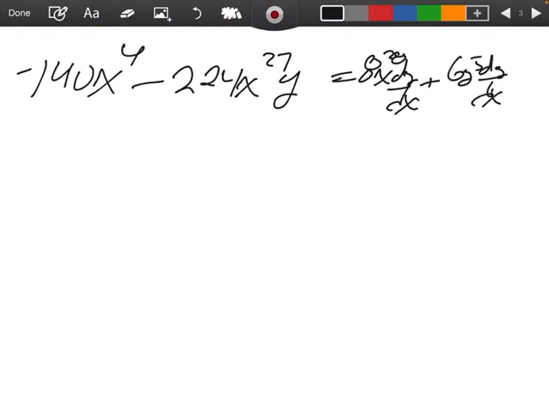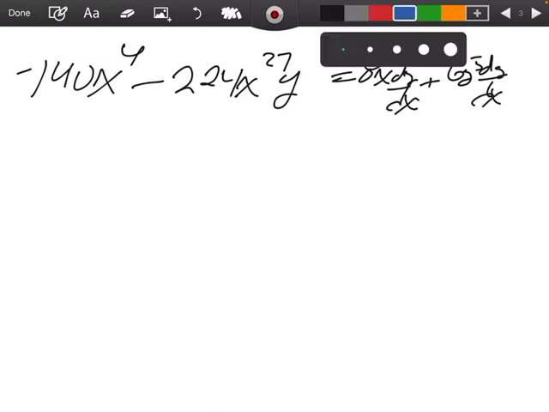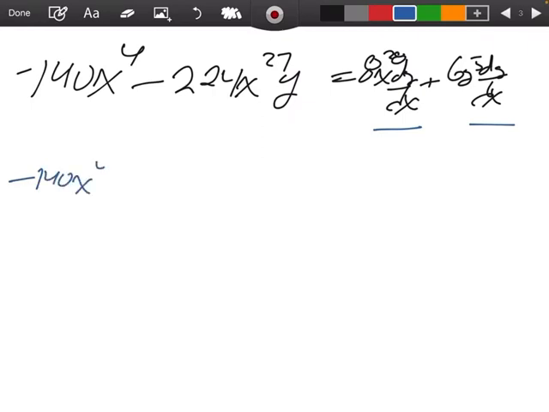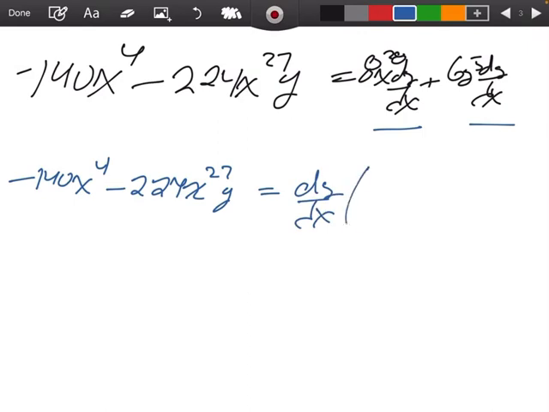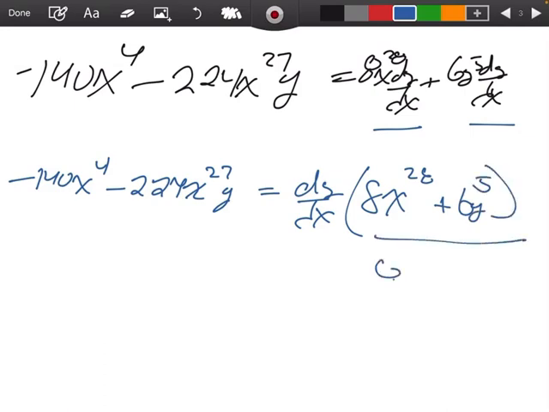Okay, now what we're going to do on this side, we're going to factor out the dy/dx. So we've got this still here. dy/dx times 8x to the 28th plus 6y to the fifth. And then the last thing is we've got to divide on both sides.